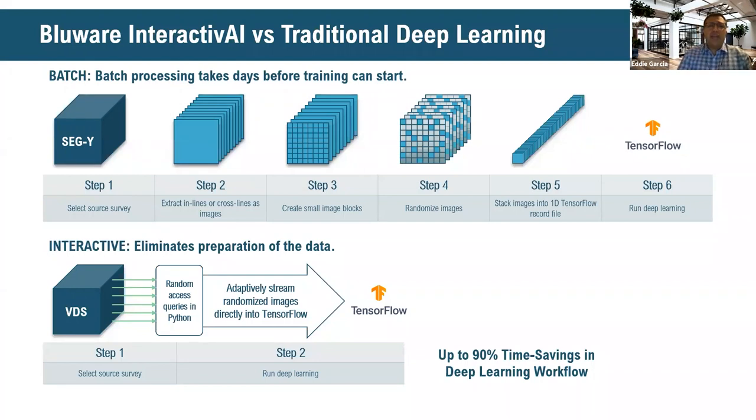On this slide, we have on the top part outlined the traditional deep learning workflow. It's a heavy one. You start off with a SEG-Y volume, you apply labels, that volume is then processed in the inline and crossline direction, and all the inlines and crosslines are turned into images. Each of those images are then cut into smaller blocks. Those small blocks are randomized, and then each of those images are serialized into a TensorFlow record and pushed onto TensorFlow for training. And that's one iteration. This iteration could take days.